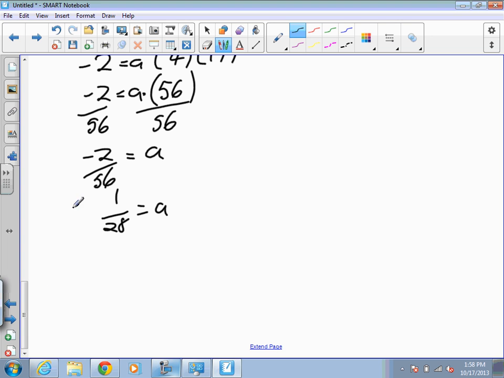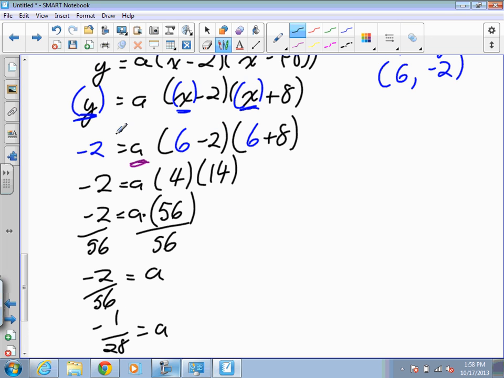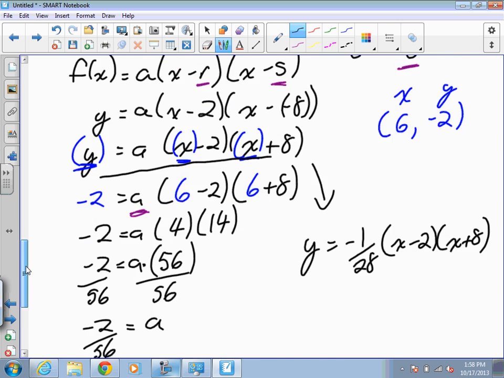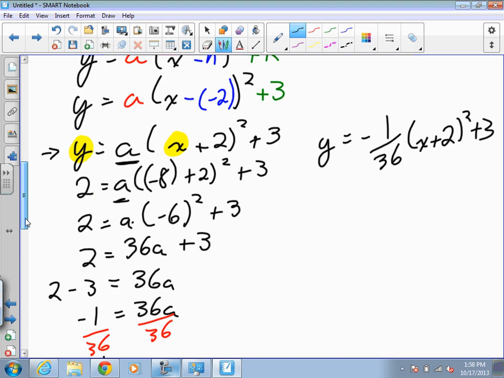So back to our factored form here, let's put it all in. y is equal to, we take our a, which is negative 1 over 28, and we have x minus 2, x plus 8. And that's the equation of the second parabola we've drawn. So we've now drawn two parabolas. And that makes sense. It's negative, so it's facing downwards. And it's relatively compressed also.